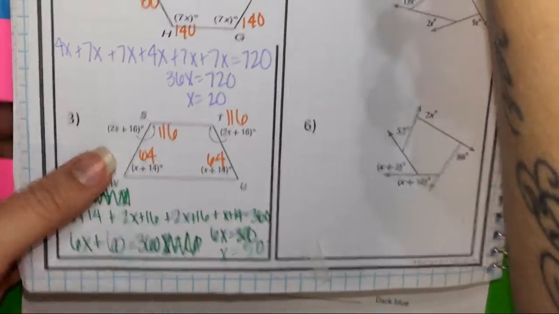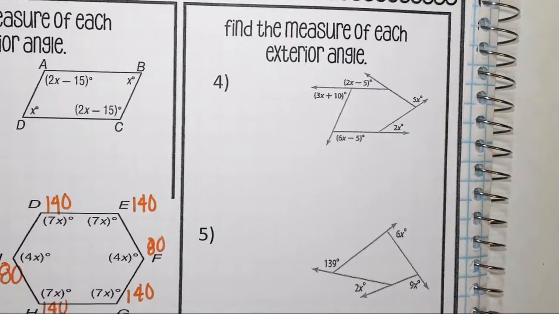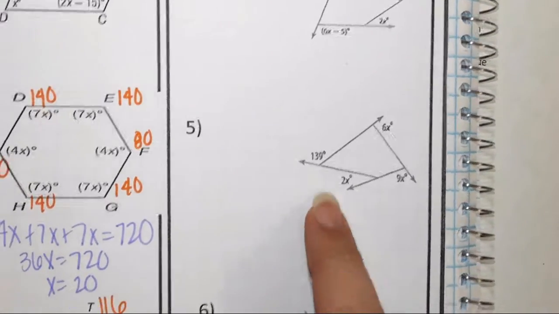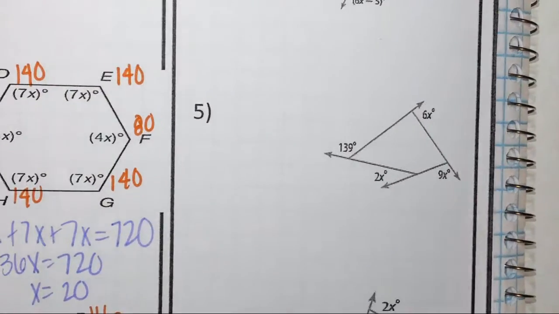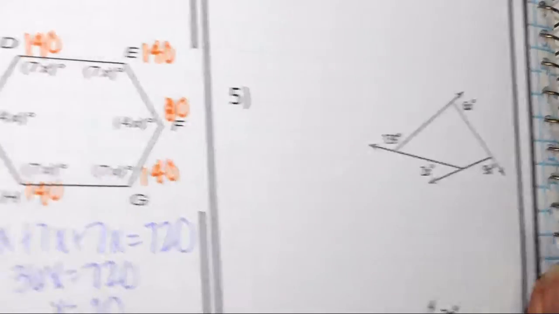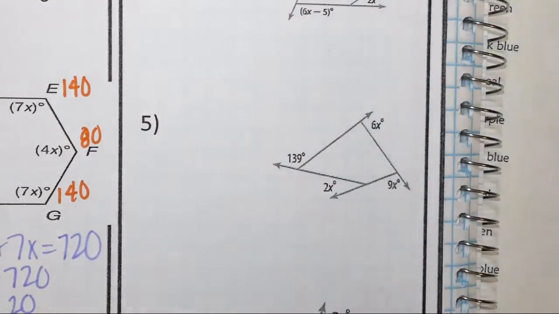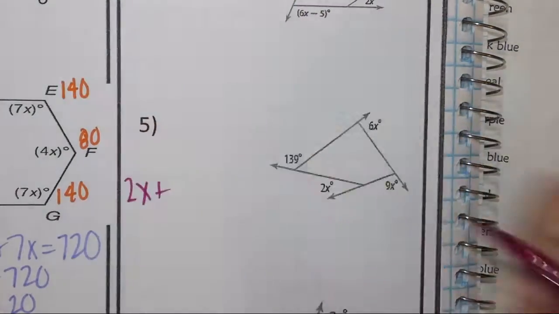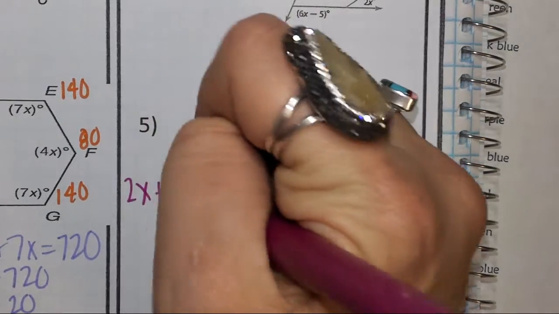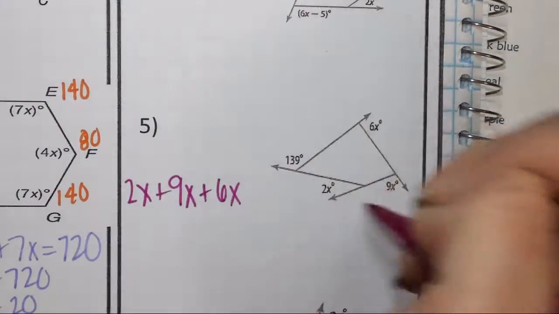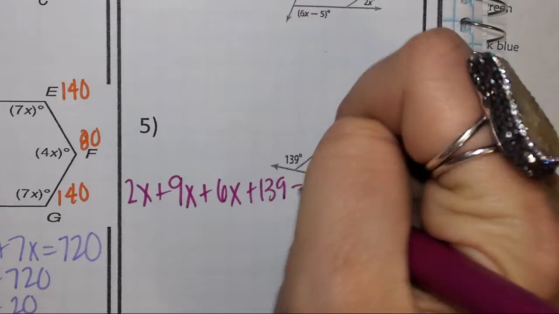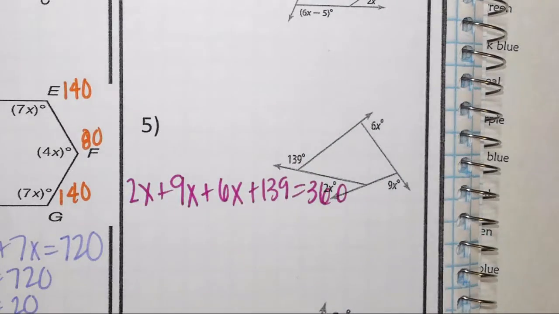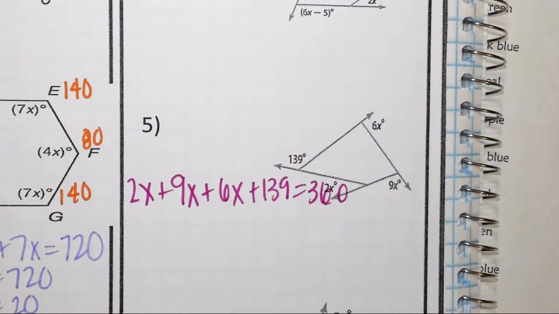All right, let's look at number 5. Now, number 5 is an exterior angle. So what is the sum of exterior angles always? 360. So we're going to add these up and set it equal to 360: 2x plus 9x plus 6x plus 139 equals 360. Do it without me. You did your homework. You get to relax.